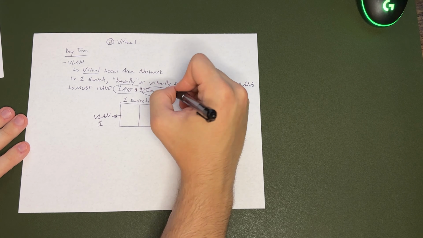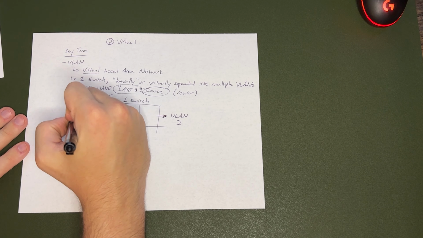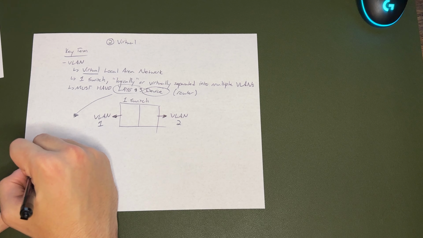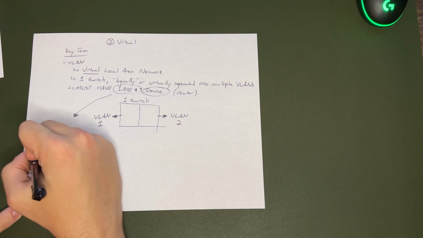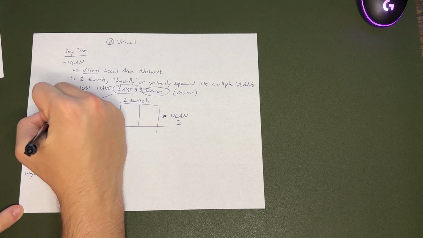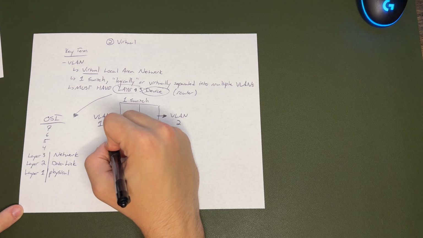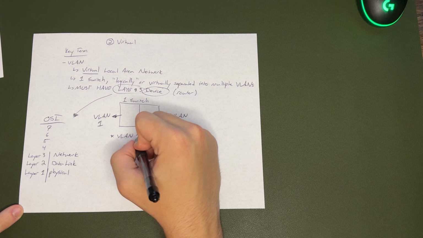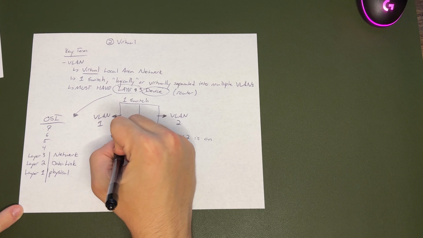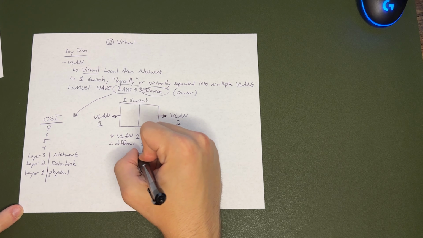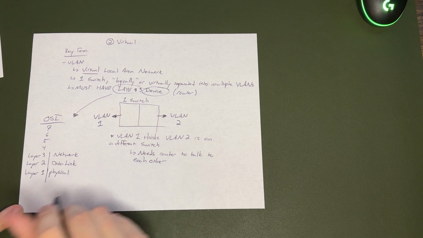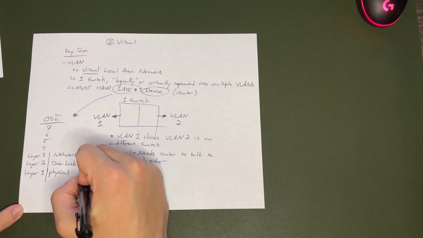After writing down the basic definition of network segmentation in simple language, I then went into step 3, which is to review and revise. So I went back and in the virtual segmentation piece, I circled layer 3 device and wrote out the key parts of the OSI model that apply here, with layer 1 being physical, layer 2 being data link, layer 3 being network. I wrote down a couple key terms to add context to the visual diagram, saying that VLAN 1 thinks VLAN 2 is on a different switch, so it needs a router in order to talk to each other.